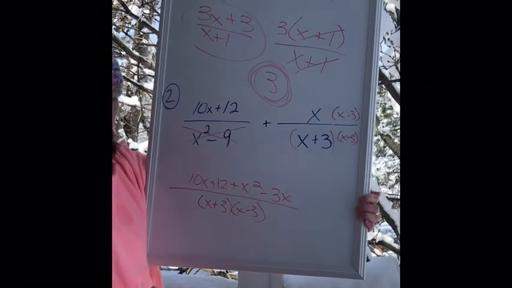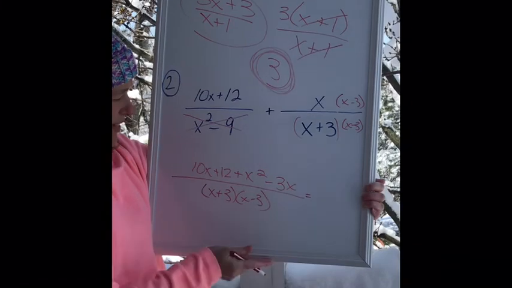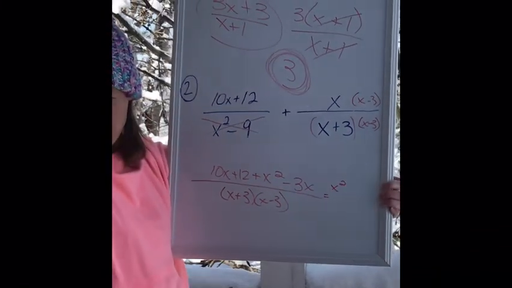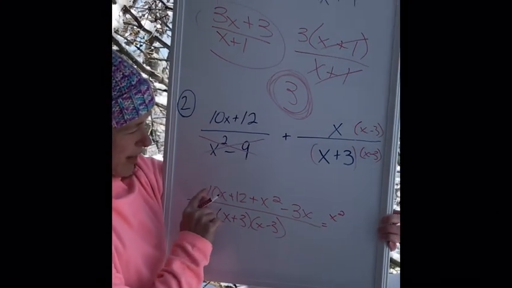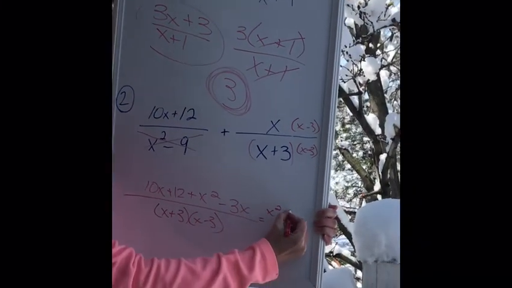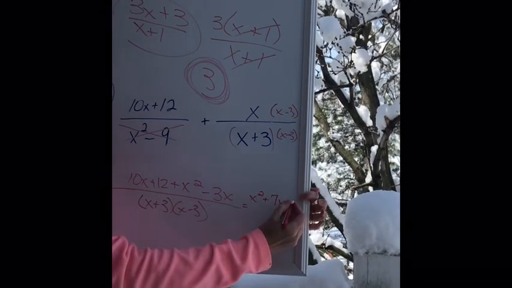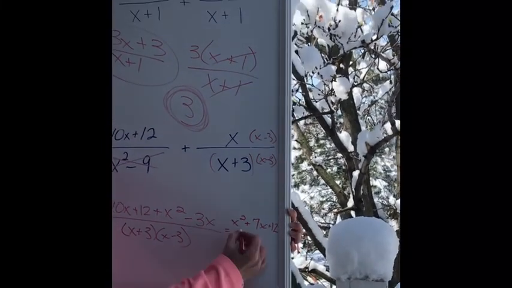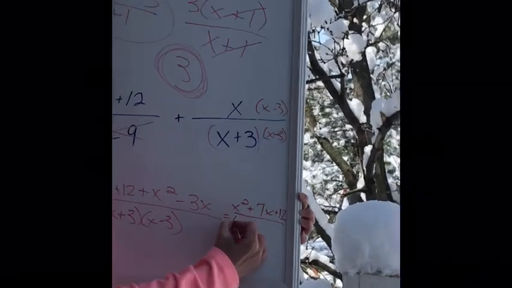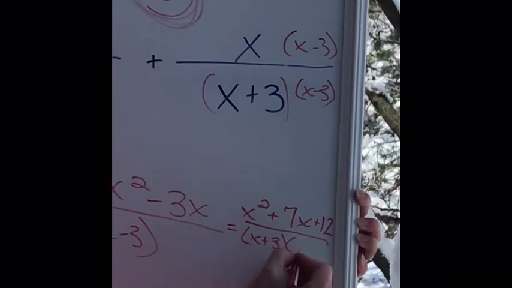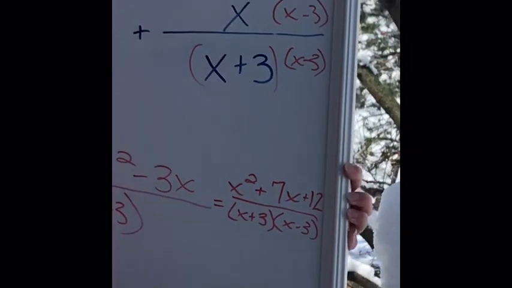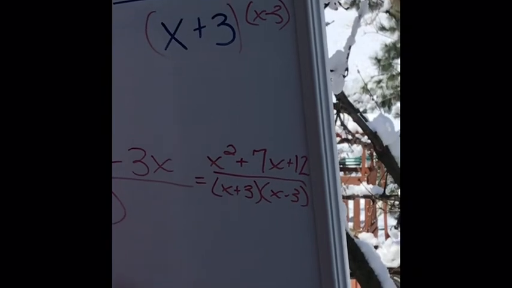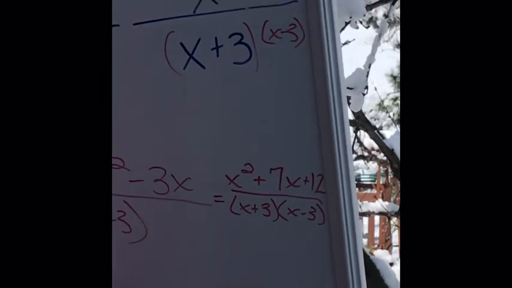Let's combine this stuff. We've got x squared. I'm going to write this in standard form. And then we've got 10x minus 3x. That's a 7x. And then we've got plus 12. Can you see that? It's pretty small. And then over x plus 3 and x minus 3. You guys with me? You would think we'd be finished, right? Yes. But unfortunately we're not.